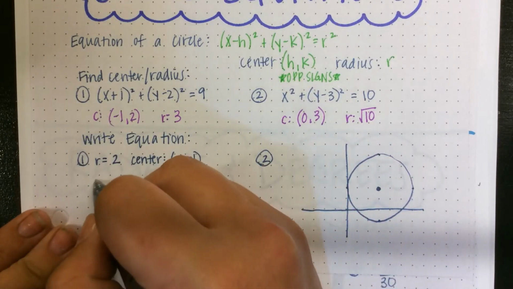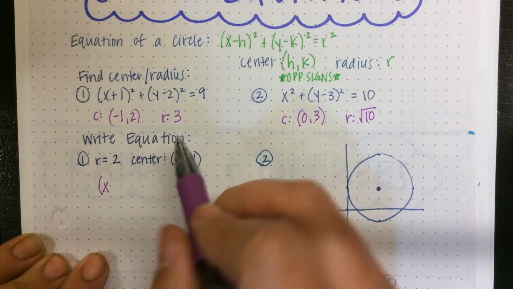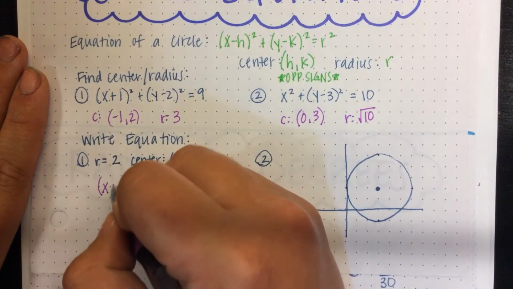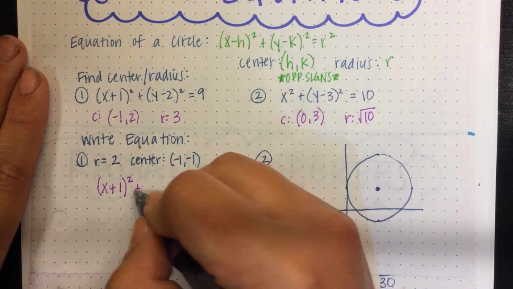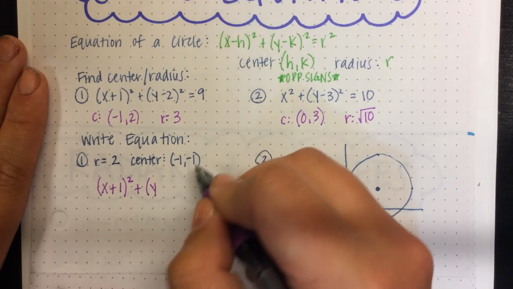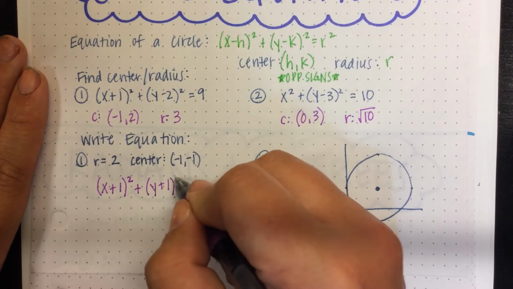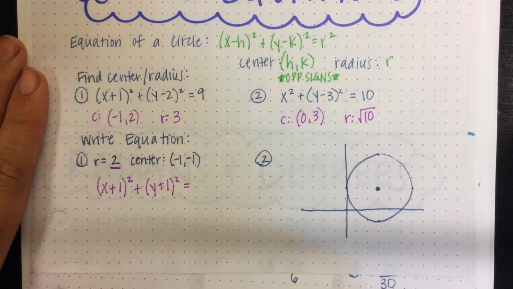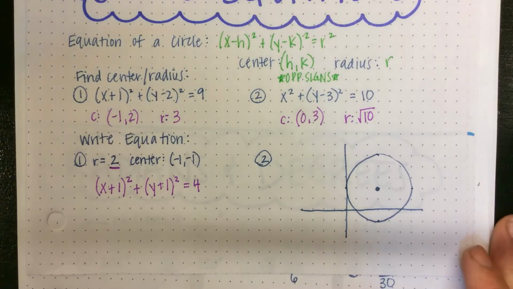So here, when I start plugging in, I'm going to have parentheses and then x. My h is a negative 1, which means in my equation, it's going to be a plus 1. Squared, don't forget the squareds. Plus, always plus in between. And then same thing here. I have a negative 1 for y, so I'm going to put a plus 1 in there for my k value. And that's going to equal my radius squared. So 2 squared equals 4. Common mistake is forgetting that square and square root when you're putting the radius in and out.